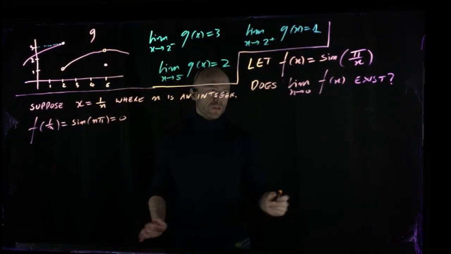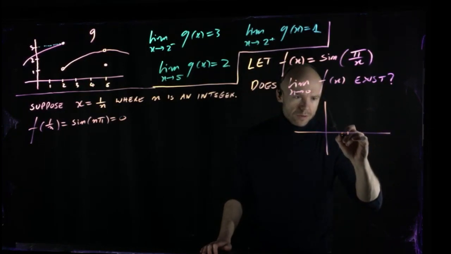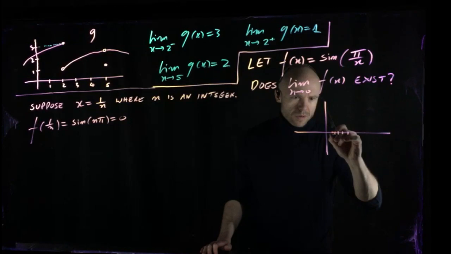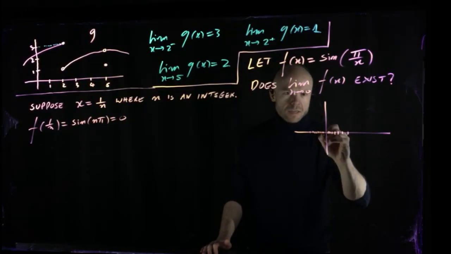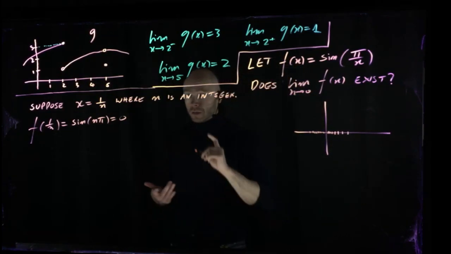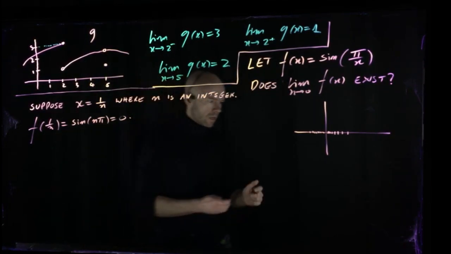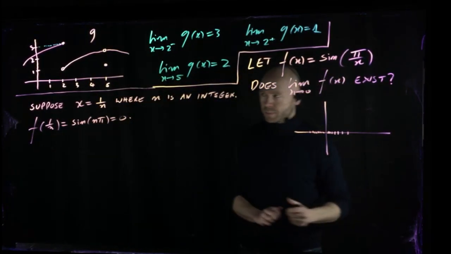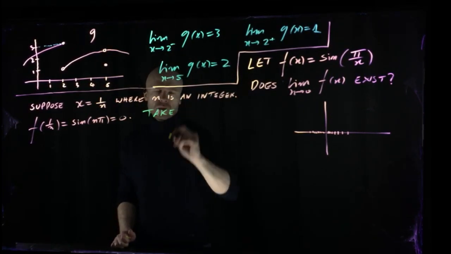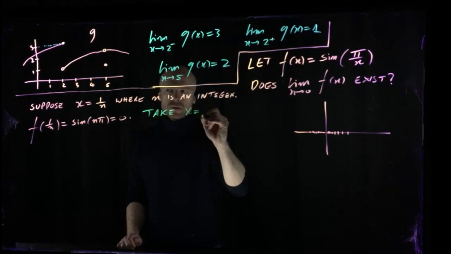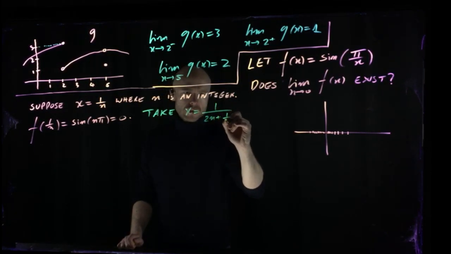Cool. So if we try and understand what this thing looks like, we have a bunch of points, 1 over n, where the function is 0, and we might think, okay, that looks like it's telling us that the limit is 0. But let's check out some more things. What if we take x to be 1 over 2n plus 1 over 2.